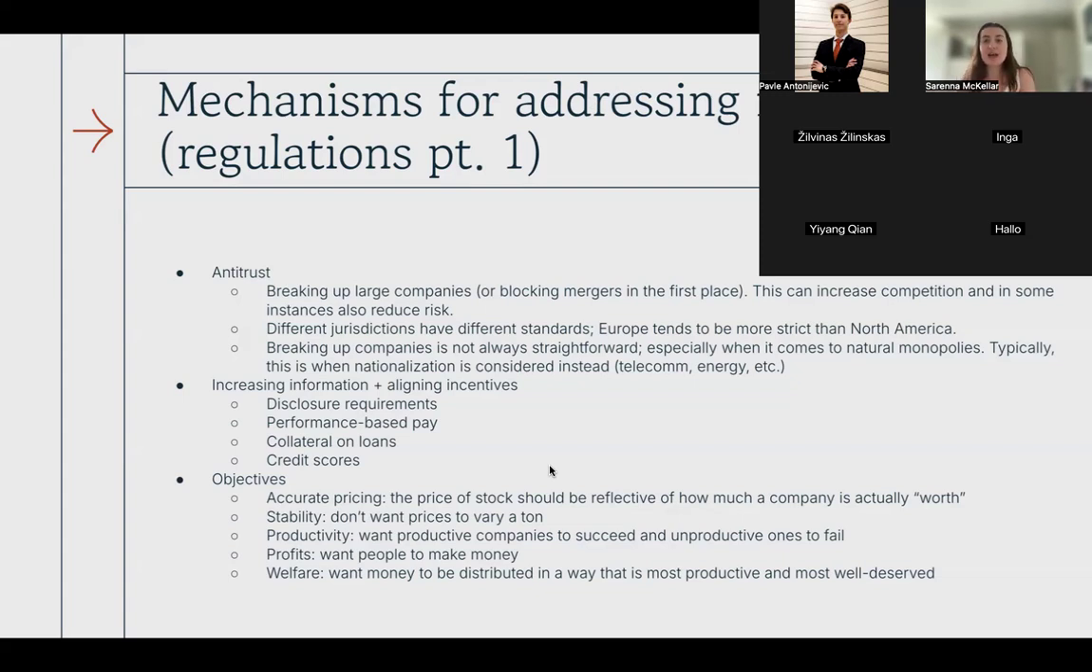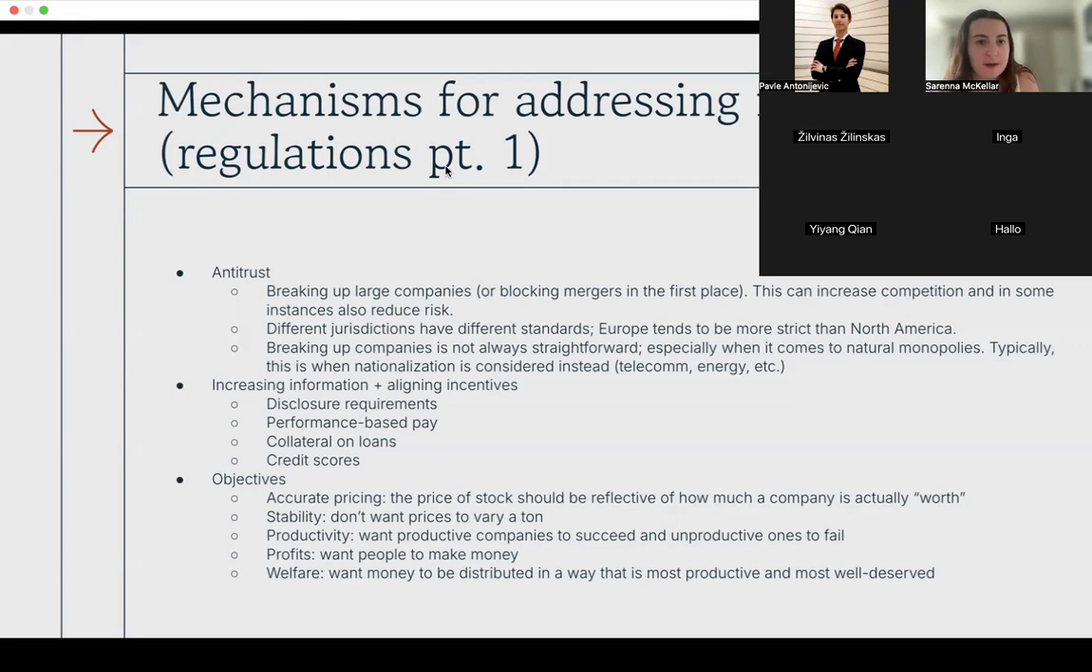The second is just increasing information in the markets and aligning incentives. So this can look like disclosure requirements. Like your bank would be forced to tell you if they stood to make money off you buying a certain stock. That is part of what a disclosure requirement can look like. It could also look like disclosing different conflicts of interest, things of that nature.